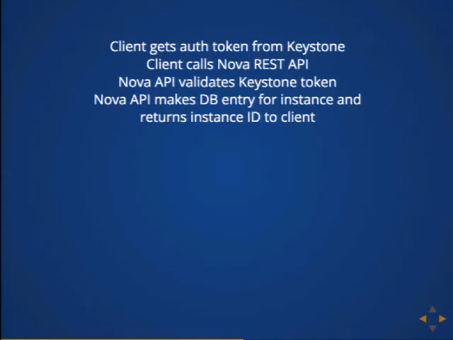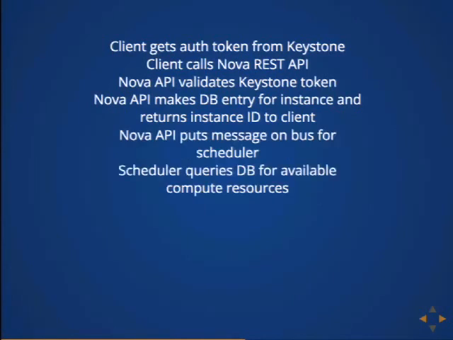It's going to take your request, send you back a result, and off you go. Then behind the scenes, it's put the message on the bus. The scheduler in its loop says, hey, look, there's a message for me. I'm going to grab it. It says, make an instance.